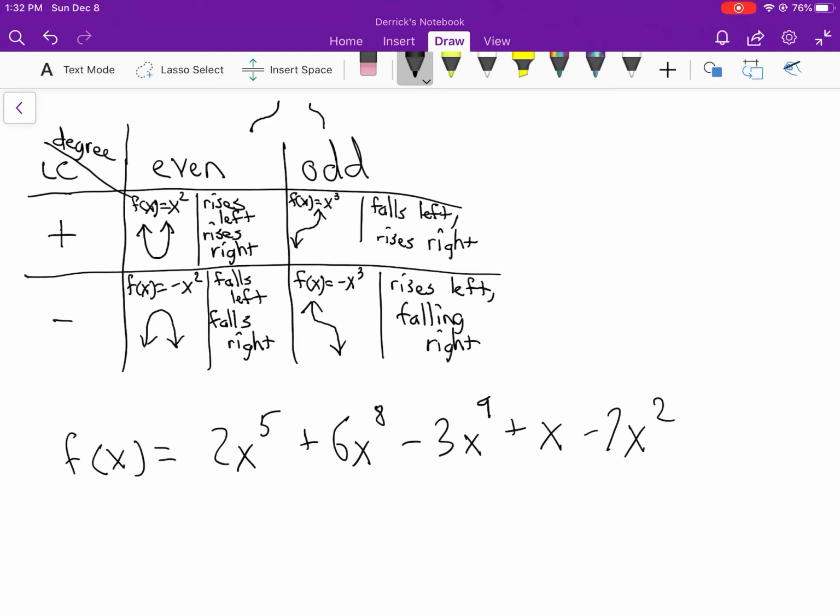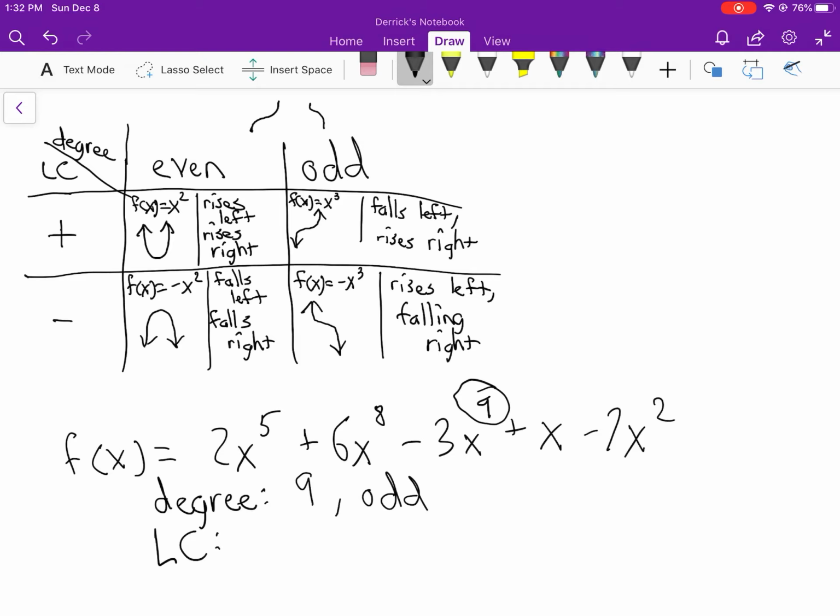So what we need to do is find the degree of this function, and find the leading coefficient of this function. Degree would be the highest exponent that we have. Well, the highest exponent I see is the 9 right here. So it looks like our degree is 9. Now remember, looking at this chart that we talked about, all I care about is whether our degree is even or odd. 9 would be an odd number.